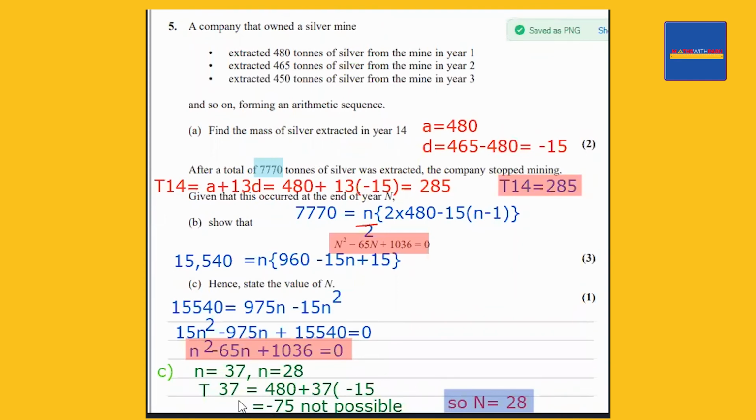Now, if n is equal to 37, our T37 is going to be a plus n minus 1 into d, which is 480 plus 36 into minus 15, which is a negative 60. We simply cannot have a negative value of silver that is extracted. That leaves our answer to have no option but to be n equals 28.